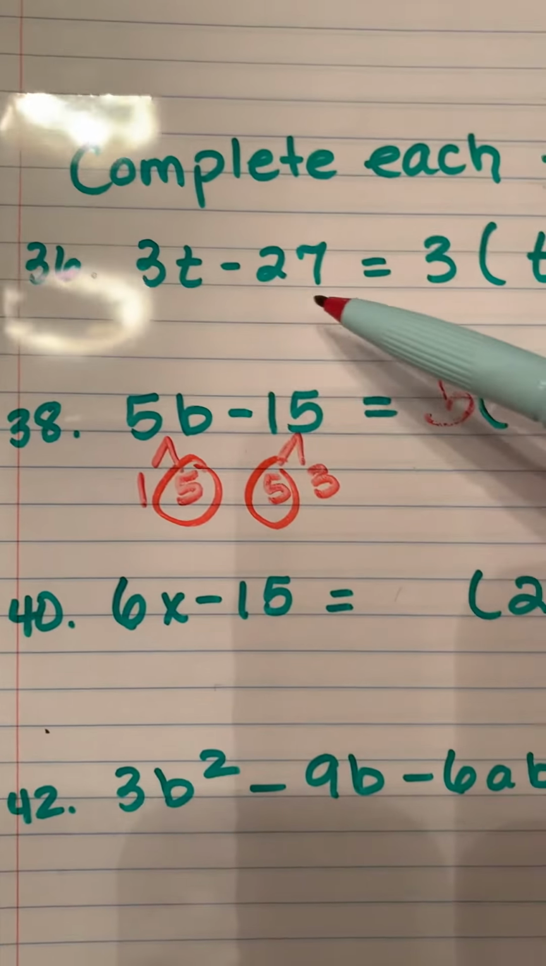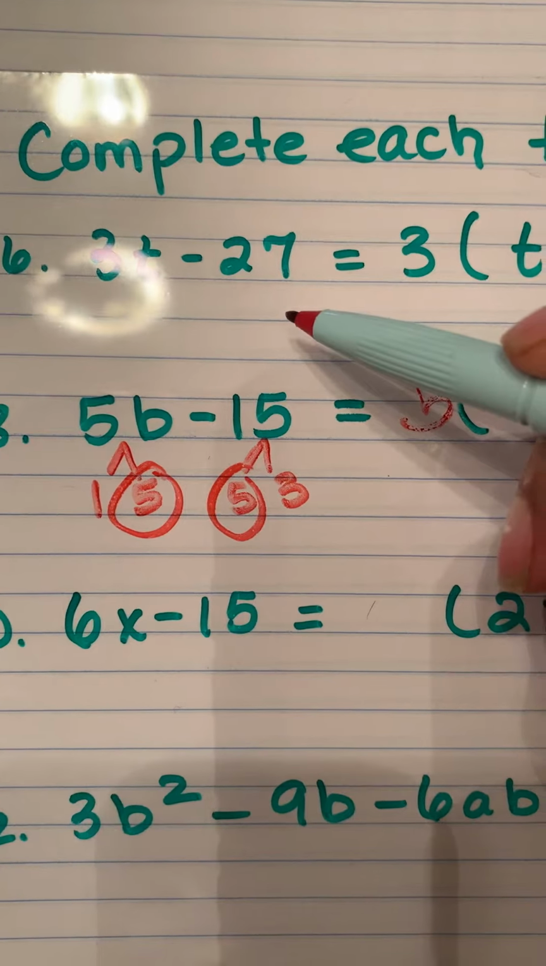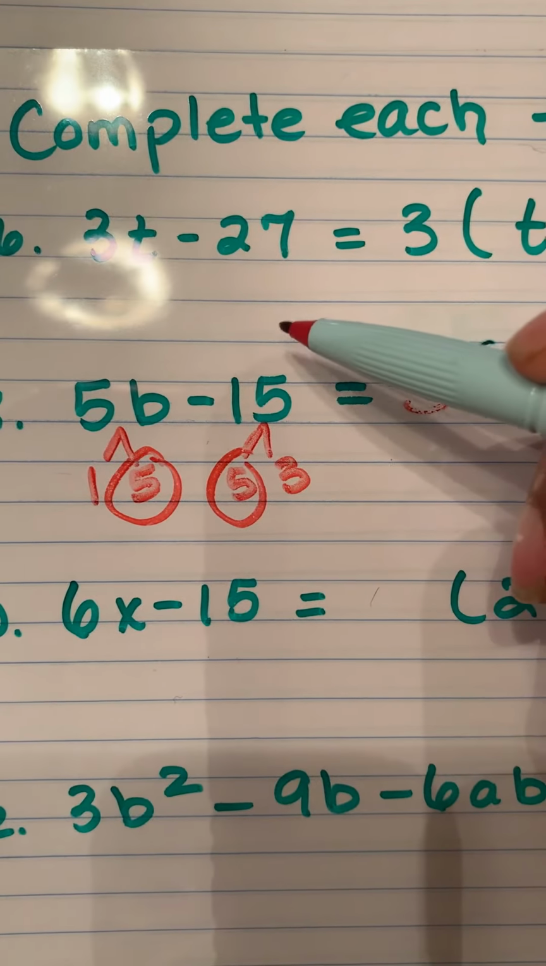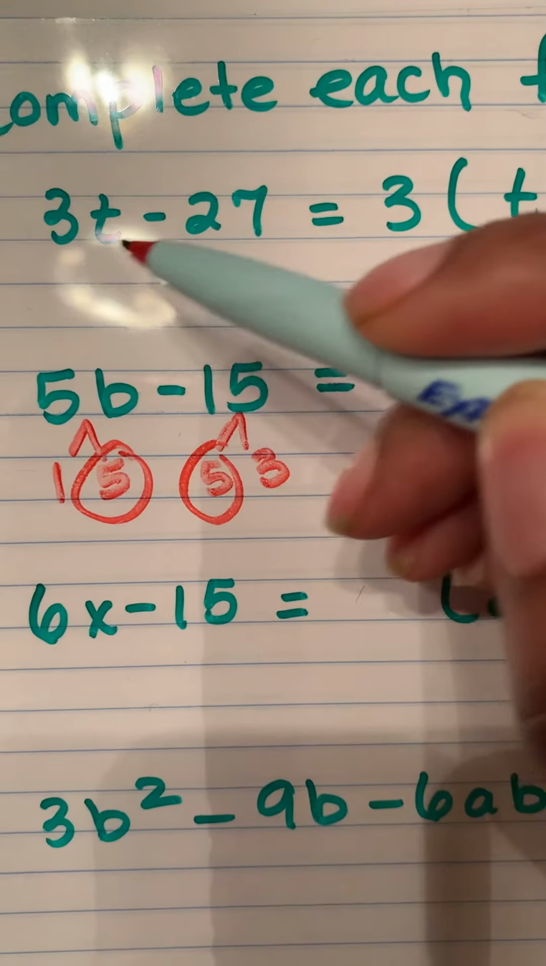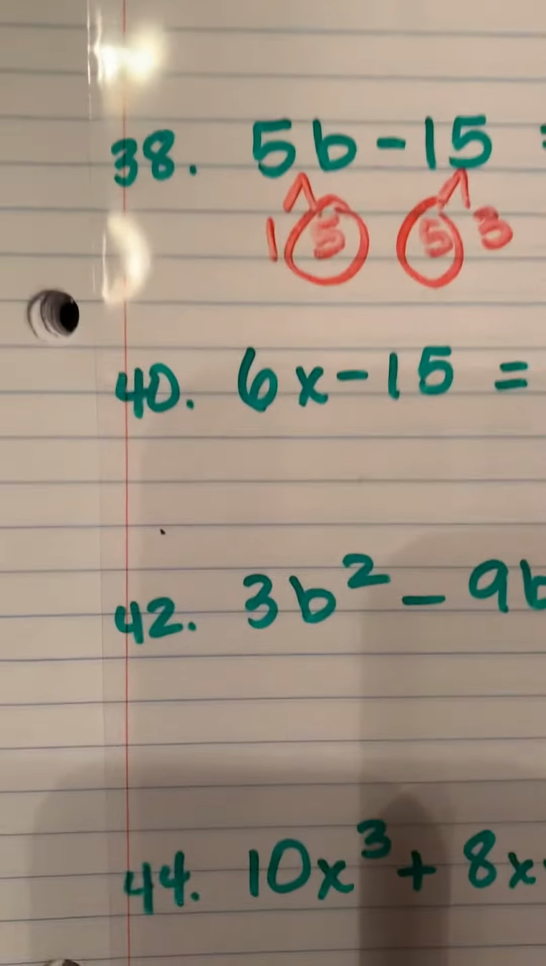This 3 and 27, you could break that down. 1 times 3 is 3. 3 times 9 is 27. Break that 9 down a little bit more, 3 times 3. You would have found that they have a 3 in common. Okay. So far, so good.